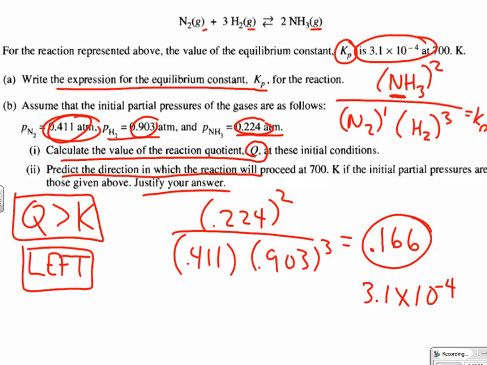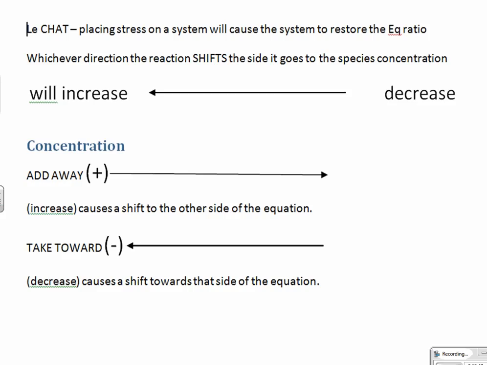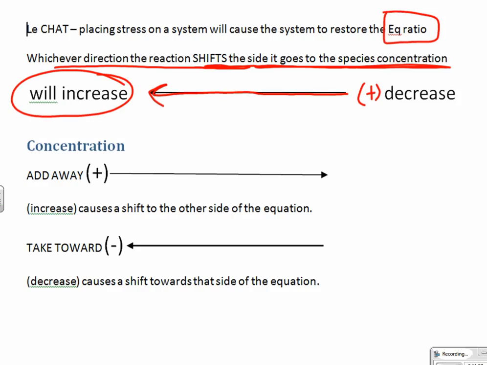Le Chatelier, remember, is where we basically shift reactions. When you place stress on a system, it causes it to shift to restore the ratio. It's all about the ratio. In equilibrium, whichever direction the reaction shifts, that side increases the species concentration. So if I add something, let's say add away, I put the big arrow in this direction, which means the amount of reactants would increase, because the direction I go with my big arrow basically tells me that I'm creating more of that and reducing the amount of the other one.